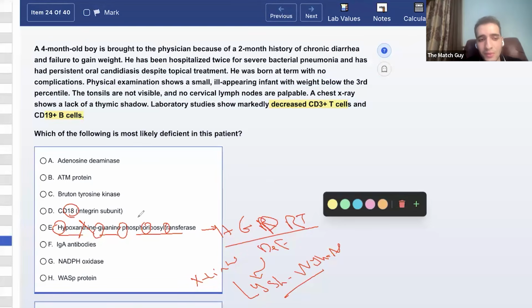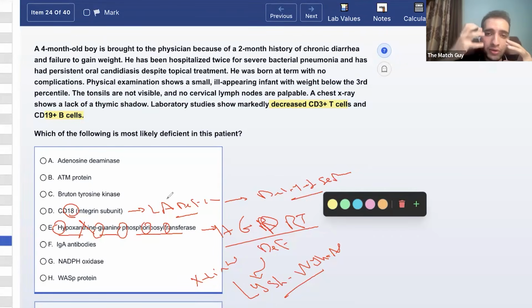Is it CD18? That's leukocyte adhesion deficiency, CD18. This one will cause what? This one will cause delayed separation of the umbilical cord. That's the keyword. So CD18 is leukocyte adhesion deficiency. The leukocytes cannot adhere and migrate to the site of infections, and it will cause a keyword you will always see on the exam called delayed separation of the umbilical cord. So wrong. Is it BTK, Bruton tyrosine kinase?